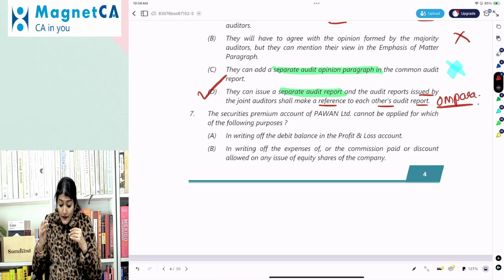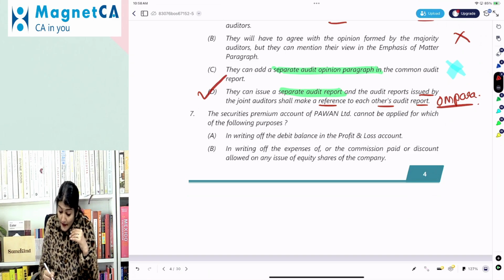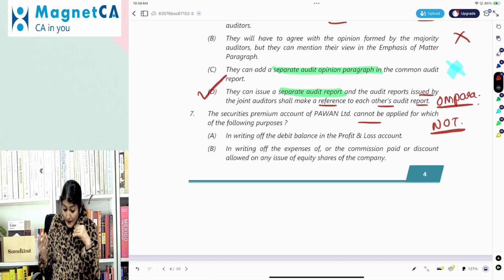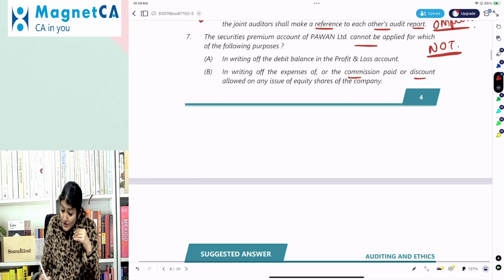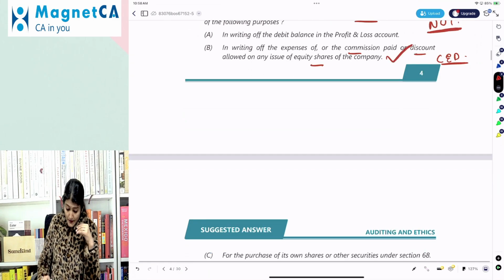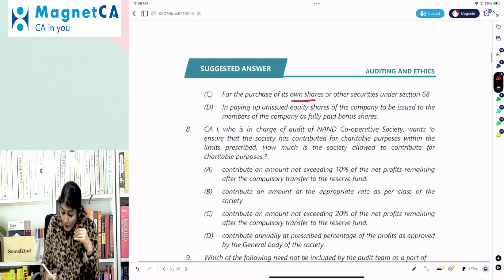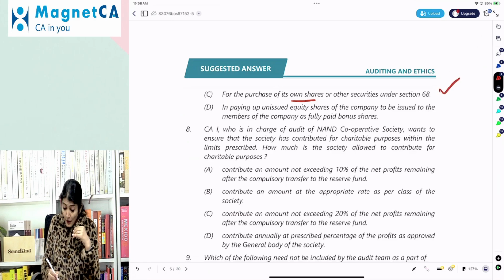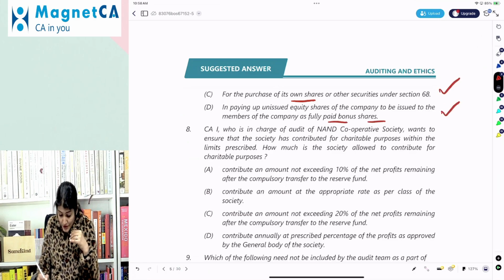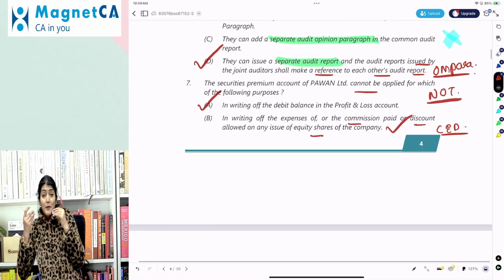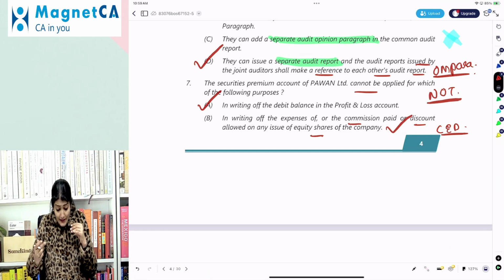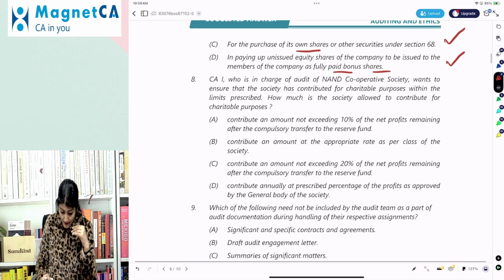Okay. Securities premium account of Pawan Limited cannot be applied for which of the following purposes? In writing off the debit balance in the P&L, in writing off the commission expense and discount on the issue of shares or debentures of the company, allowed. For purchase of its own share, buyback of shares, allowed. For fully paid up bonus shares, allowed. So what is not allowed? Application of securities premium account for writing off the debit balance in the P&L.